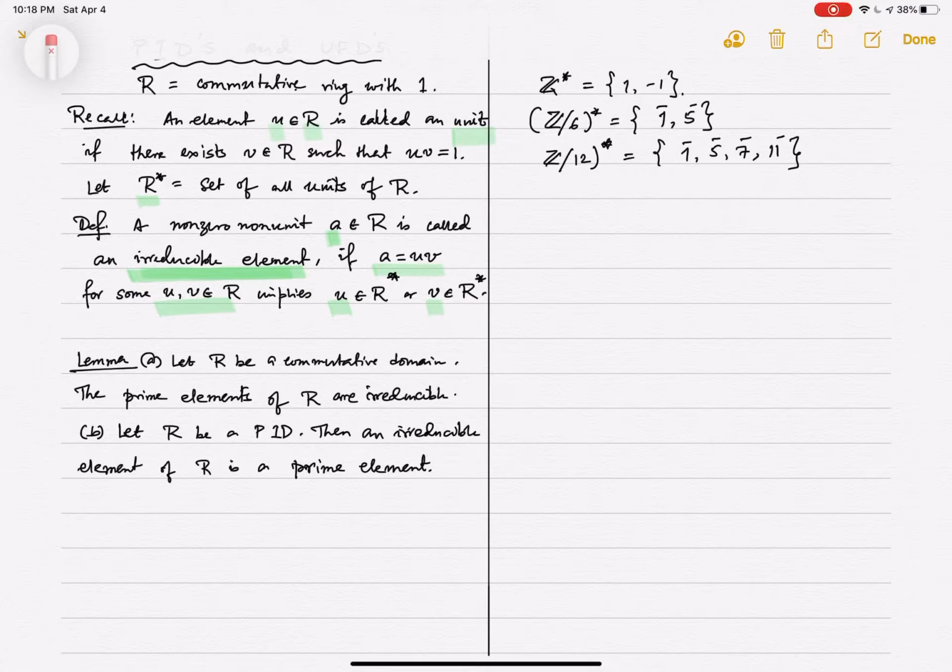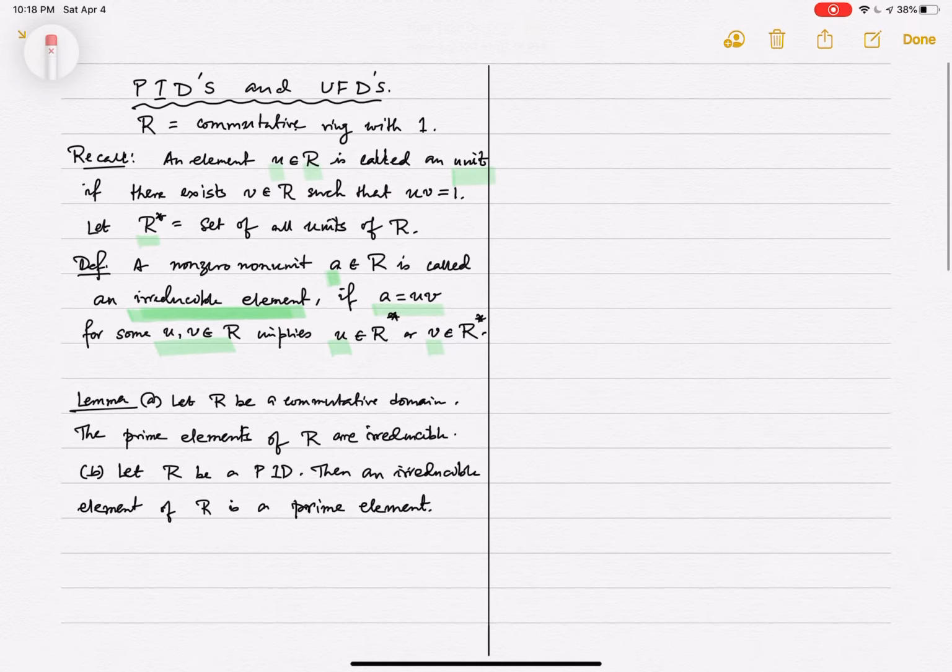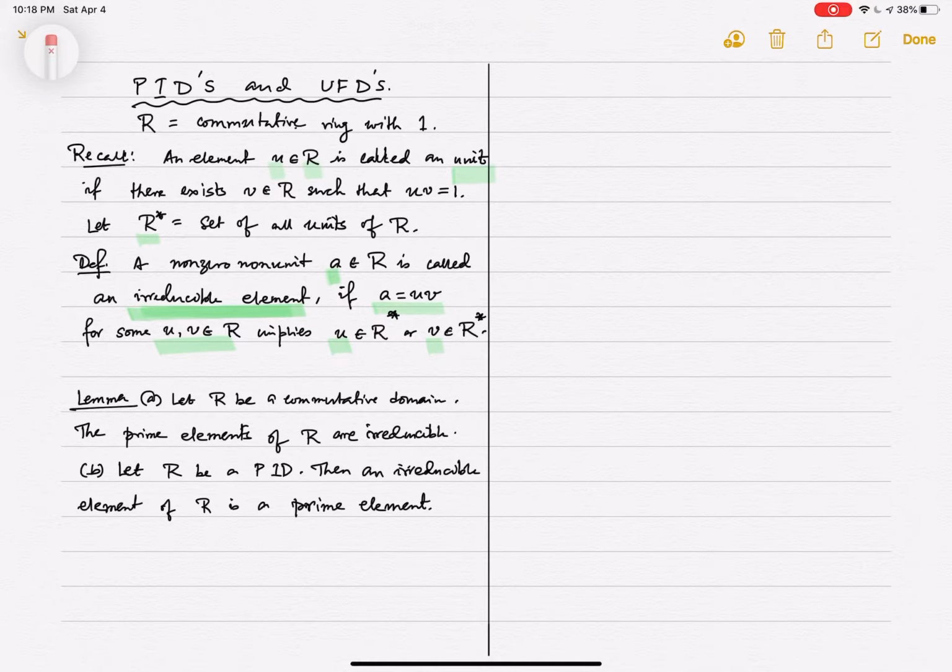What I want to do first is prove this lemma that I have written out here. Let R be a commutative domain, then prime elements of R are irreducible, and if R is a PID, then the converse holds. Irreducible elements must be prime. So primes are always irreducible, and in a PID, the converse also holds. So in a PID, you can just identify prime elements and irreducible elements, and talk about them interchangeably.